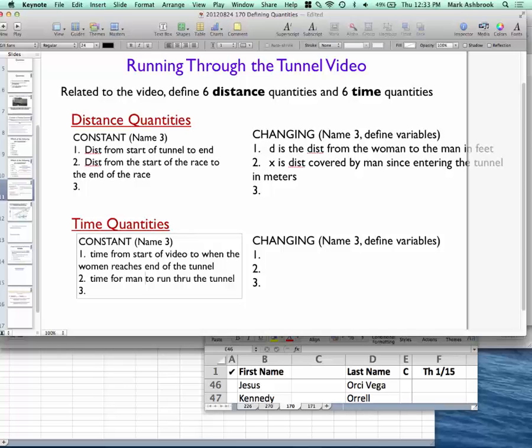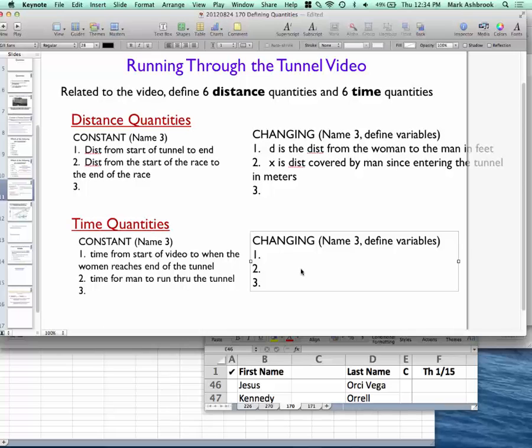So I kind of abbreviated that. Okay? And I like your version better. Mine's a little bit loose there. So, time for the man to run through the tunnel. It'd be better to say what she said: from the start of the tunnel to the end of the tunnel. Okay? Just so that's really clear what the starting and ending point is.